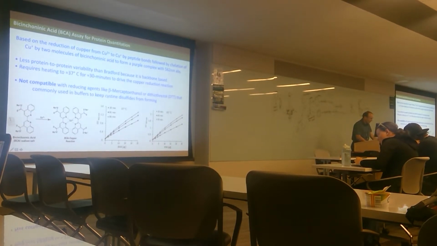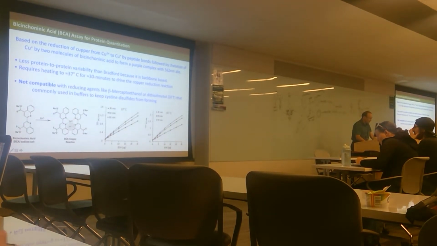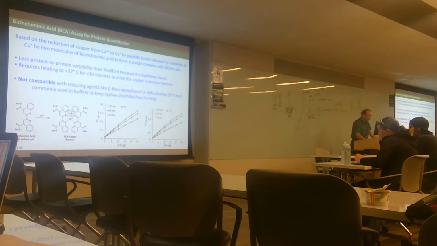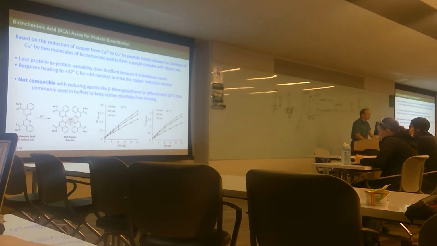So this is the BCA molecule. You throw copper on that, and these nitrogens will chelate: two BCAs come together and chelate the copper into a complex. The copper here is chelating these nitrogens. This is a nice purple. So it really is a two-step assay, where first you convert copper 2+ to copper 1+ based on peptide concentration.